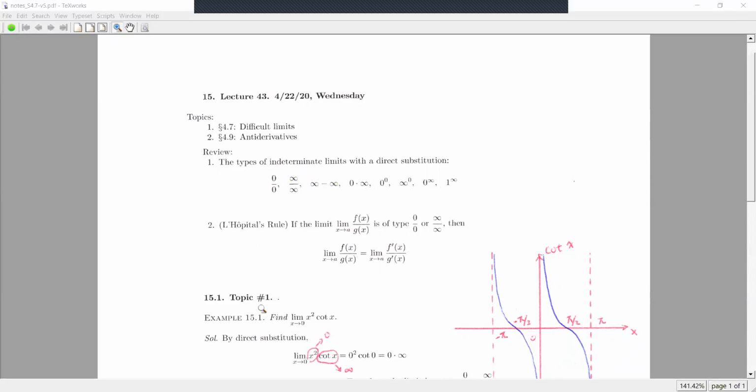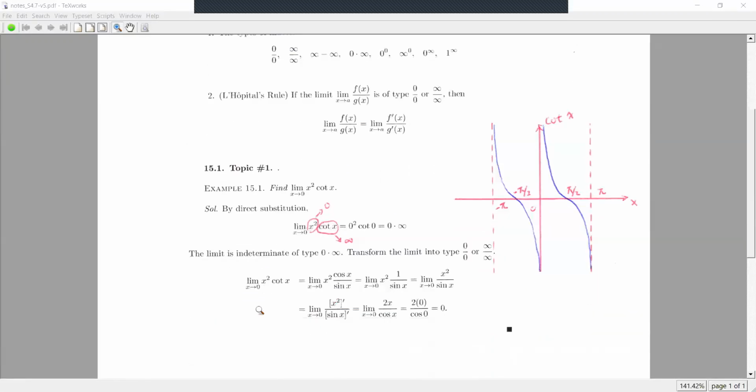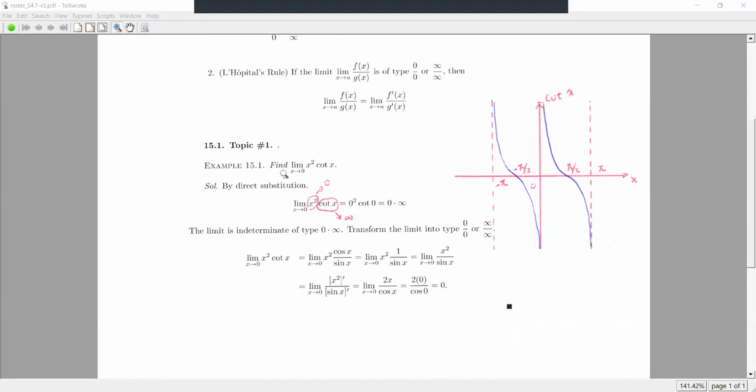Now, topic 1, more examples about L'Hopital's rule. Example 1, find this limit. The first try is direct substitution. Plug in 0 in X, then I get this number. Cotangent of 0: from the graph of cotangent, when X approaches 0, cotangent approaches infinity. So cotangent of 0 is infinity.